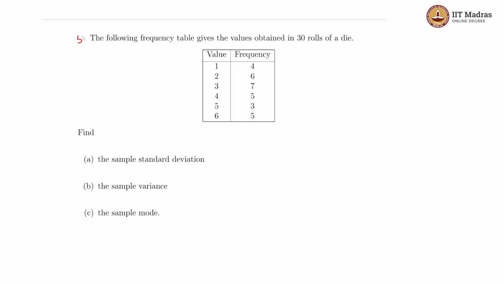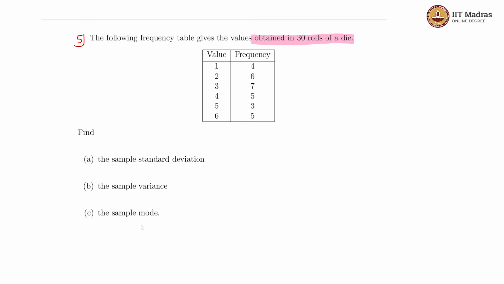In our fifth question, there's this frequency table given to us, and these are values obtained in 30 rolls of a die. So the value 1 was achieved 4 times, value 2 was achieved 6 times, and so on. Now they want us to find the sample standard deviation, sample variance, and sample mode.